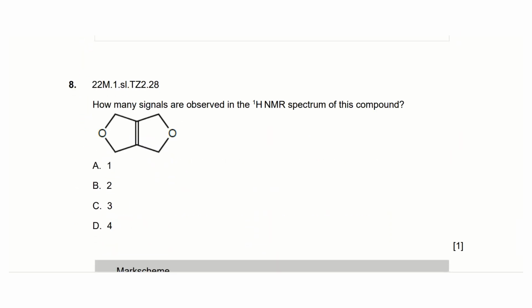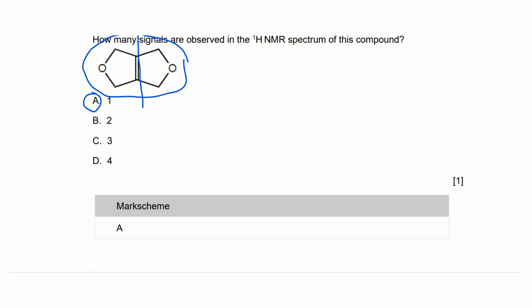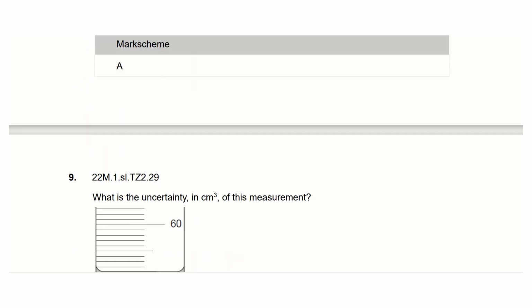Okay, this next question asks me how many signals are observed in the proton NMR of this compound here. This is a very easy question because if you look at this molecule, you can clearly see that it's symmetrical. Any way that I flip it, the left and the right look exactly the same. So I should see only 1 signal there. So the correct answer is A.